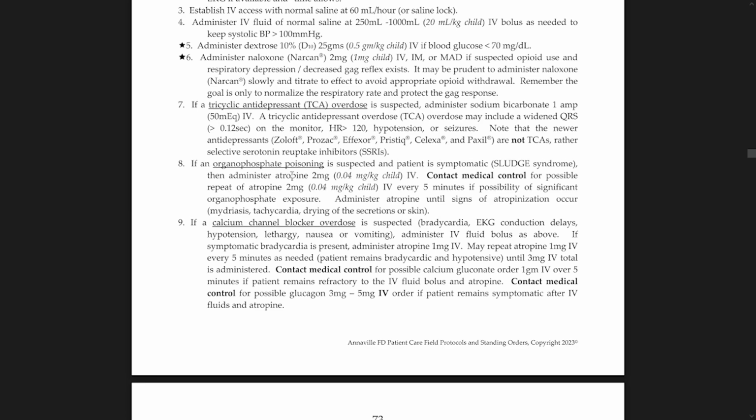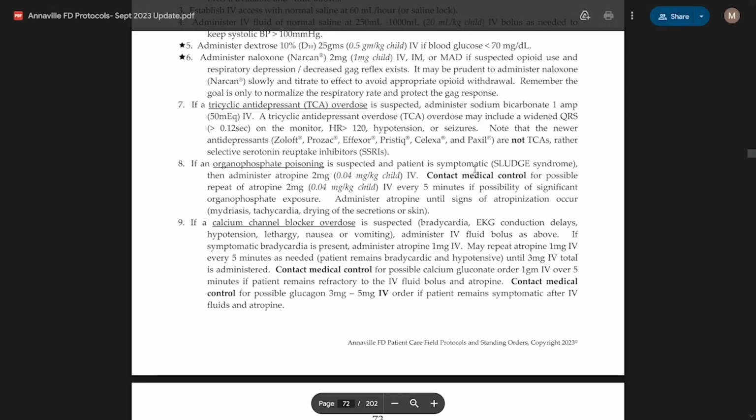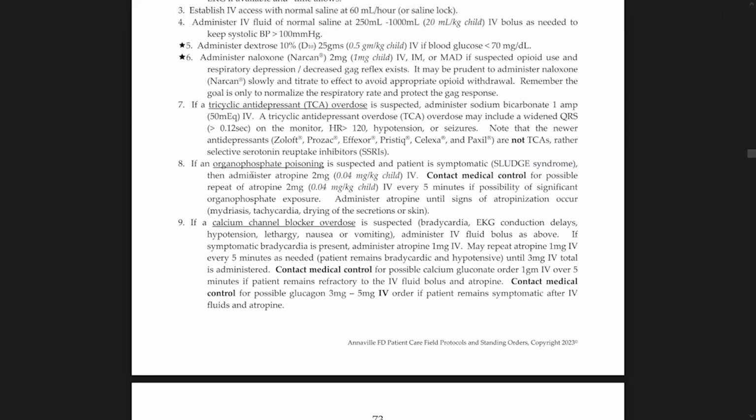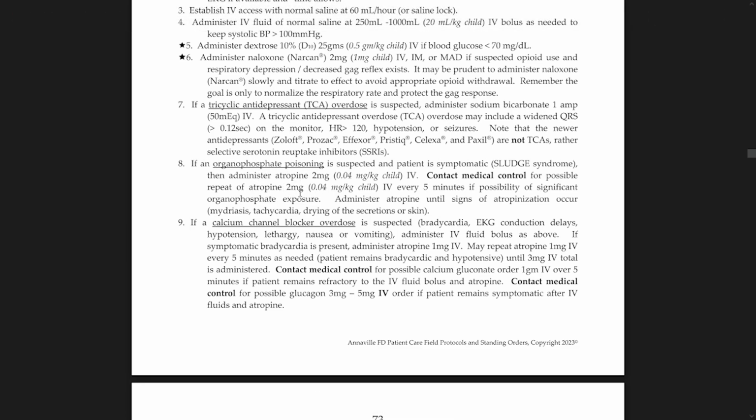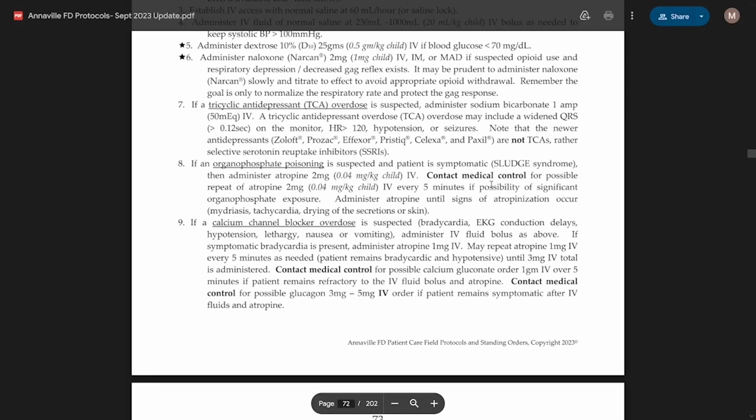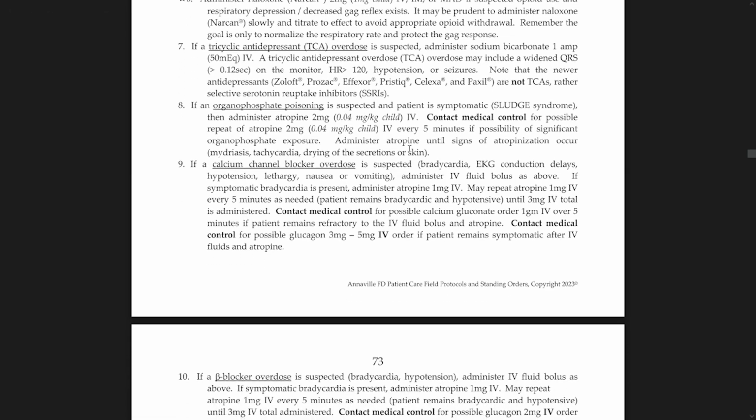If an organophosphate poisoning is suspected and the patient is symptomatic, use the SLUDGE syndrome, or SLUDGE acronym, then administer atropine at 2 milligrams, or 0.04 milligrams per kilogram for a pediatric patient, via IV. Contact medical control for possible repeat administration of atropine at 2 milligrams, or 0.04 milligrams per kilogram for a child, every 5 minutes if possibility of significant organophosphate exposure is realized. Administer atropine until signs of atropinization occur, such as mydriasis, tachycardia, and drying of the secretions on skin.